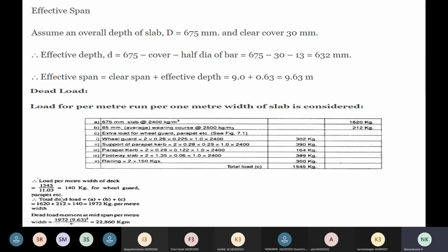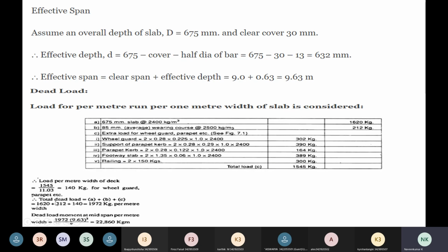Now you calculate the load per width of the deck. How will you calculate per width? The total is divided by the width, which is 11.03, considering the carriageway, the footpath, and the width of the rails. The total width of the slab is 11.03. So per width you are calculating as 140 kgs.